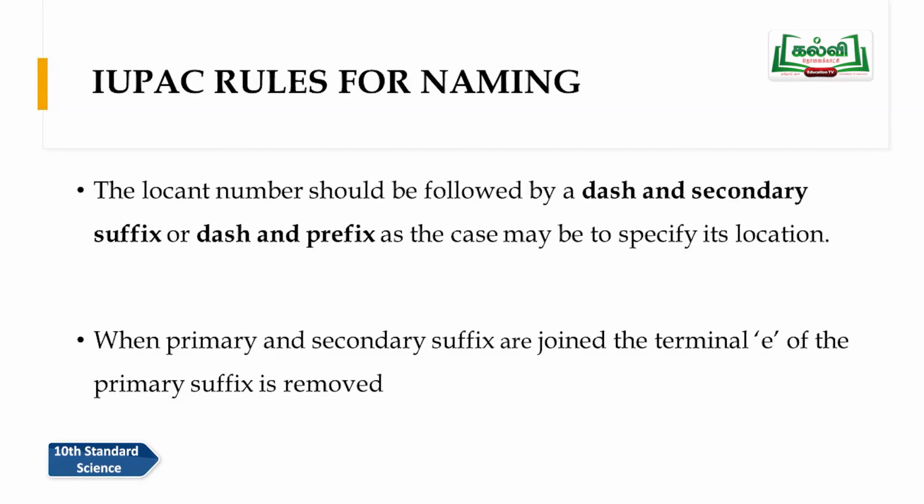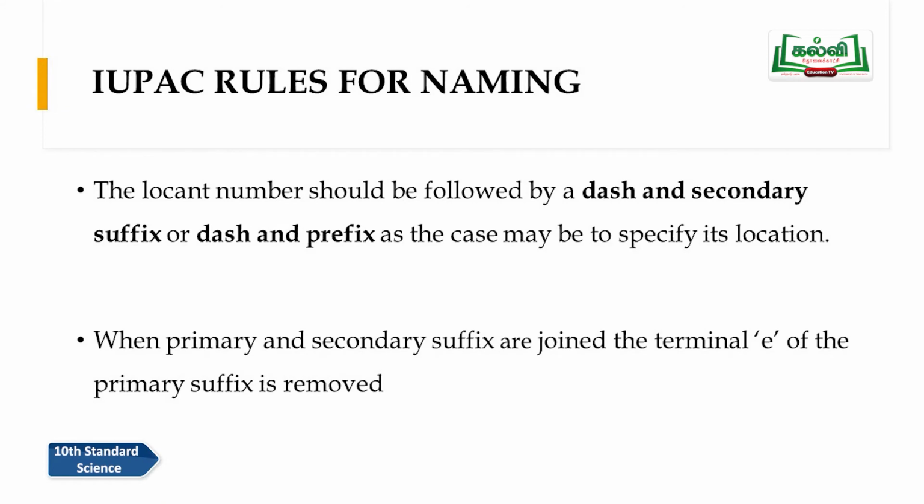After identifying this, we have to write it. How will you write the locant number? The locant number should be followed by a dash and secondary suffix, or a dash and prefix, as the case may be, because we have to specify the location correctly. So the number should be followed by a dash.